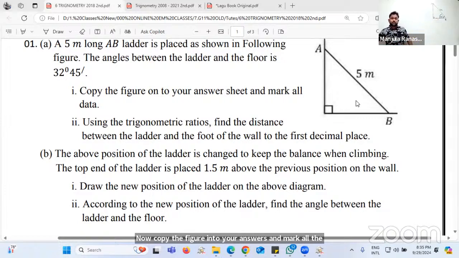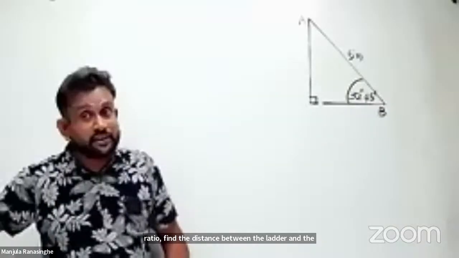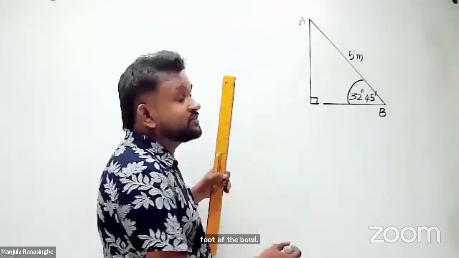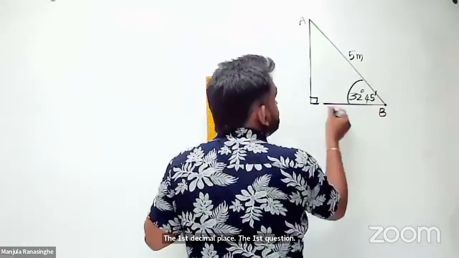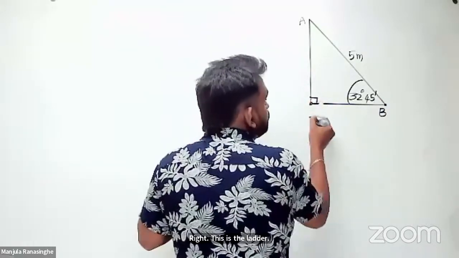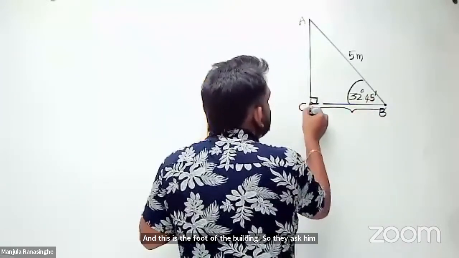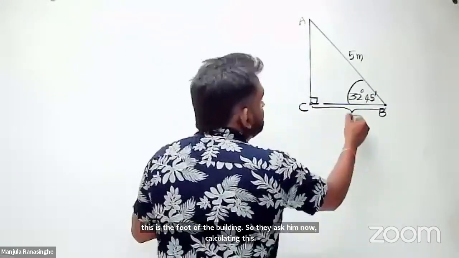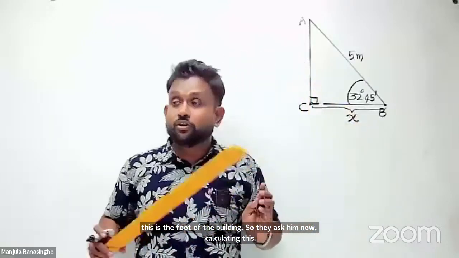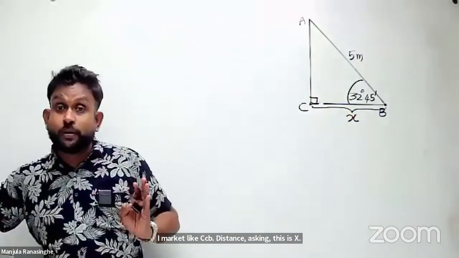Using a trigonometric ratio, find the distance between the ladder and the foot of the wall to the first decimal place. This is the ladder and this is the foot of the building. So they are asking to calculate this. I mark it like C, the CB distance being asked. This is X.